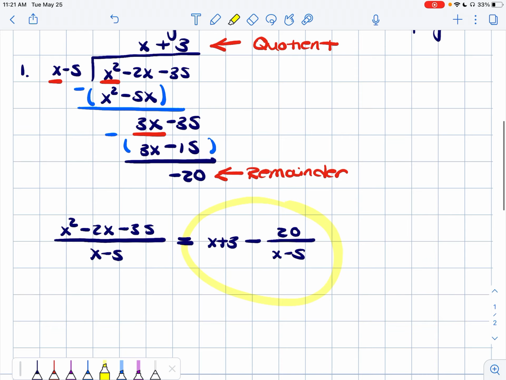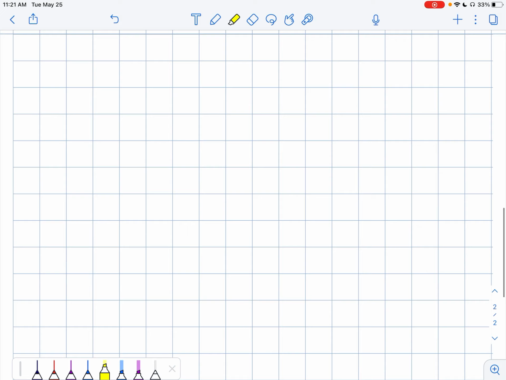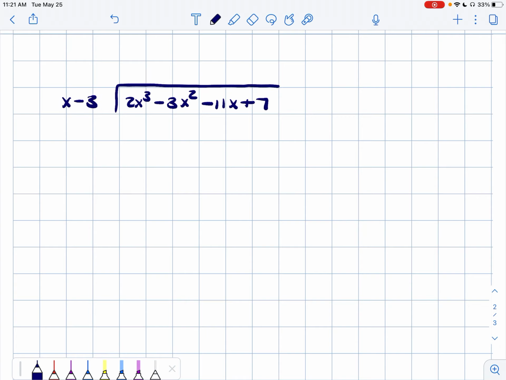All right, let me go ahead and do another example with you guys. Let's do 2x cubed minus 3x squared minus 11x plus 7 divided by x minus 3. Okay. All right, so again, we're going to focus on the first term in both the dividend and the divisor. And we want to ask ourselves, what do we need to multiply an x by to get a 2x cubed? The answer would be 2x squared. So that goes in our quotient.